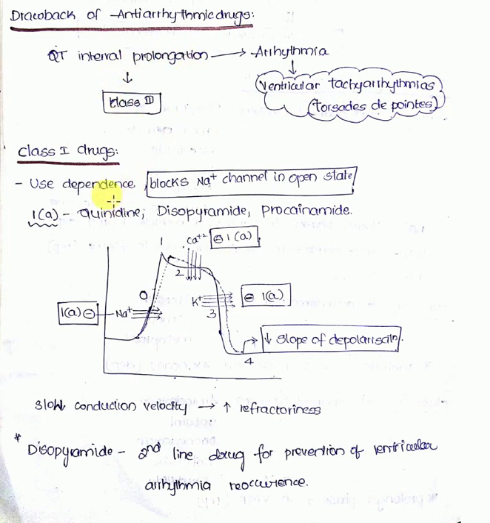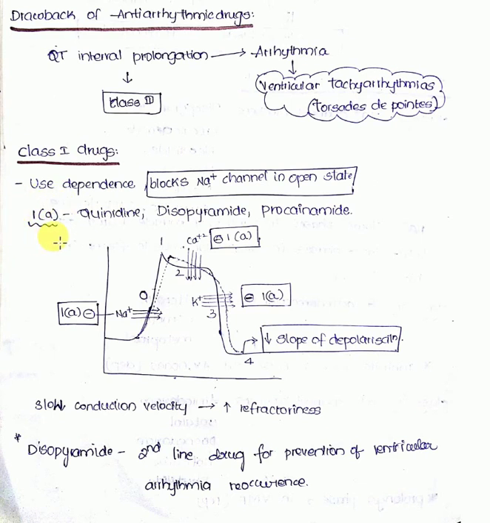Coming to the detailed description about the classes, first let us go into the class 1 drugs, that is sodium channel blockers. These class 1 drugs are use dependent, that is they do not act on the normal conditions of the heart, they act only at the abnormal conditions which are showing the arrhythmia, or where the action potential is differing. That is called use dependence. Class 1 drugs are again classified into three classes, that is 1A, 1B, and 1C, based on the location they act.